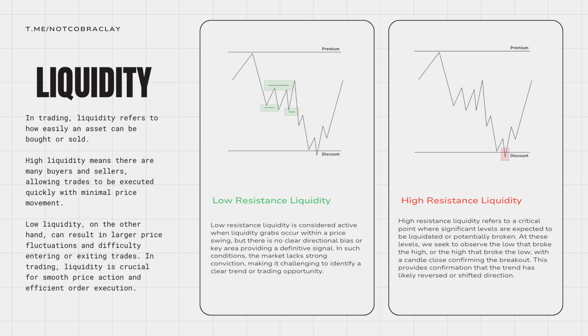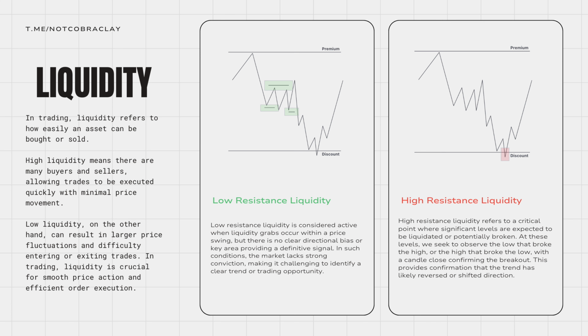In trading, liquidity refers to how easily an asset can be bought or sold, so the volatility between the correlations of the pair, either EU or GU, or the combination with Dixie. High liquidity means there are many buyers and sellers, allowing trades to be executed quickly with minimal price movement. So big expansions, you want to catch the manipulation and then wait for an expansion.